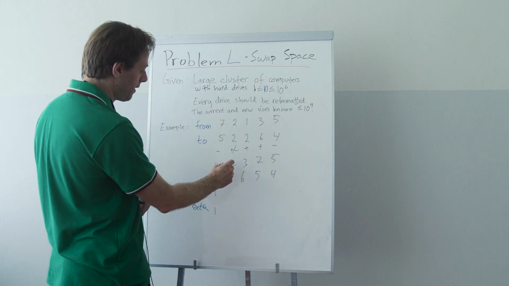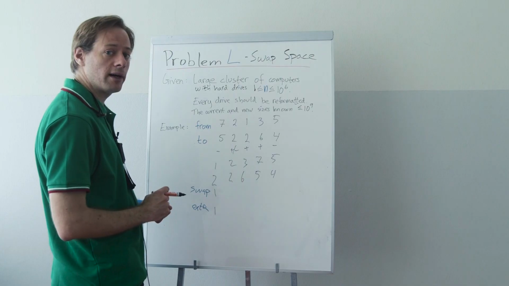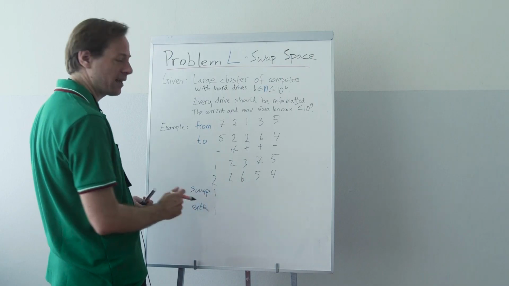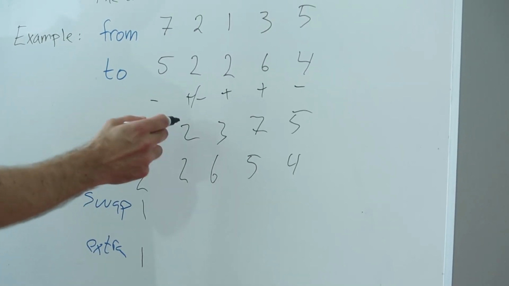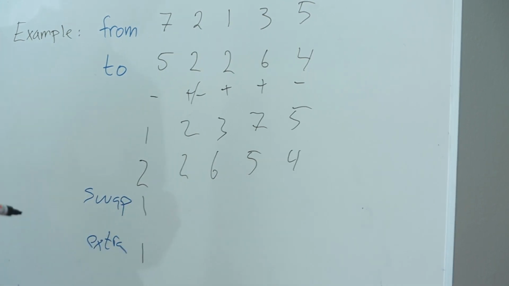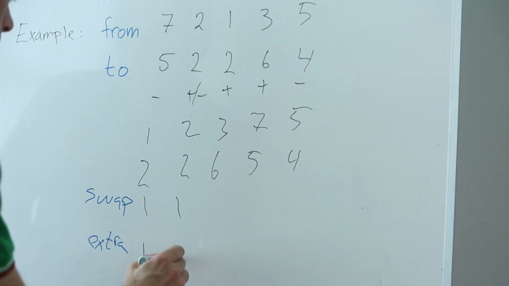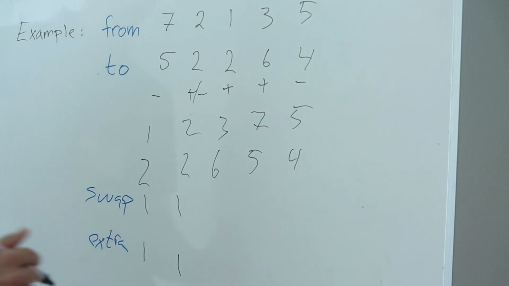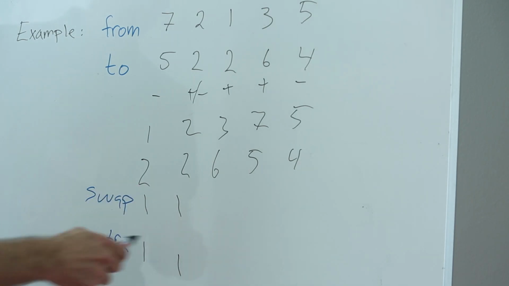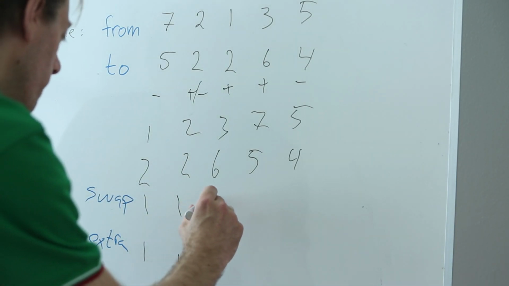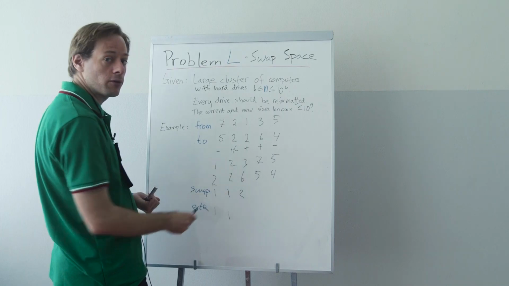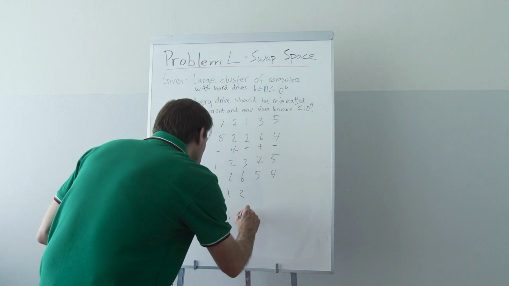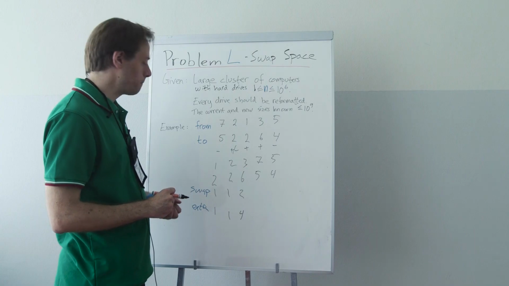We now come to the second drive. We need 2 gigabytes of space, and since we have 1 on the swap and 1 extra, we are fine. So we can swap that out, reformat it, and replace it. So after the second step, we still have 1 swap and 1 extra. The third step, now we actually need 3 gigabytes to swap that out. So we need to increase the swap space with 1. And after swapping that out and replacing it, we now get 3 more gigabytes there. So now we have 4 gigabytes of extra space.